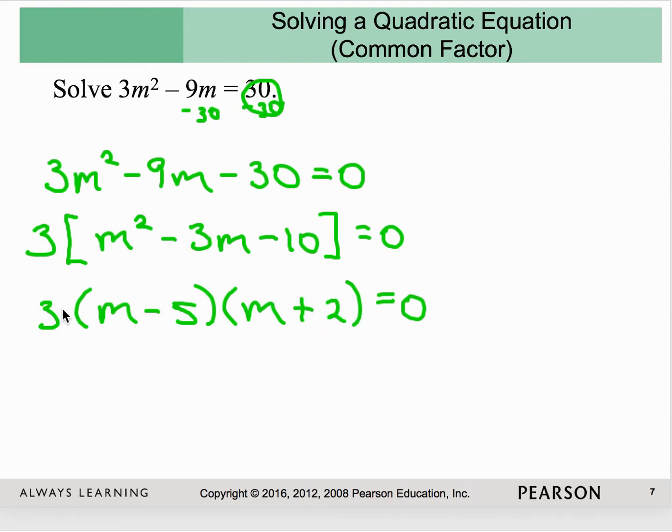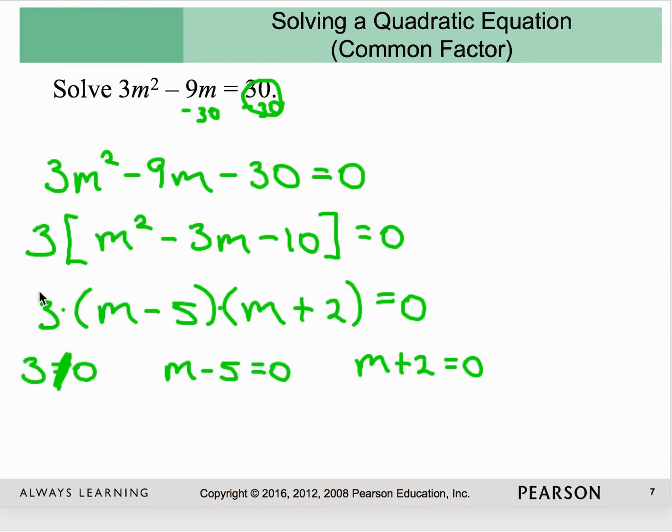Okay, now I have three things multiplied together that equal 0. It doesn't matter, as long as everything's multiplied together and they equal 0, one of them's got to be 0. So either 3 is 0, or m minus 5 is 0, or m plus 2 is 0. Okay, 3 is not 0. All that means is this is not the one that's 0, right? At least one of them has to be, but this is not the one.